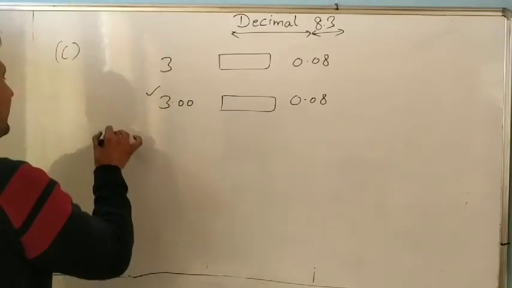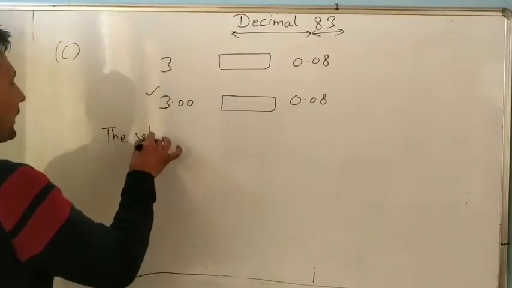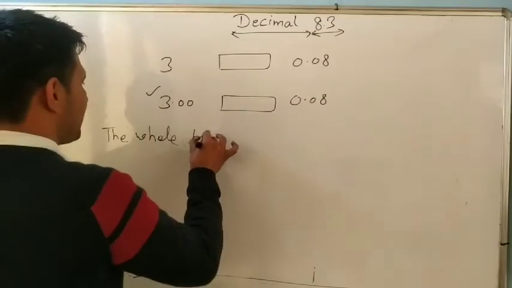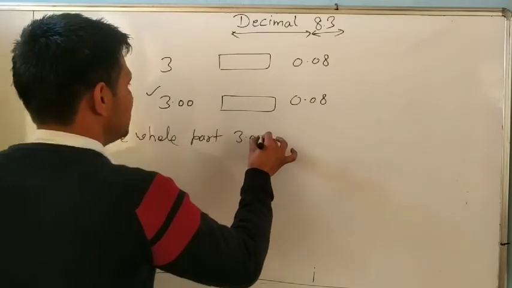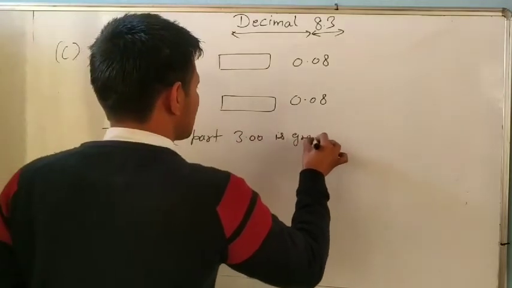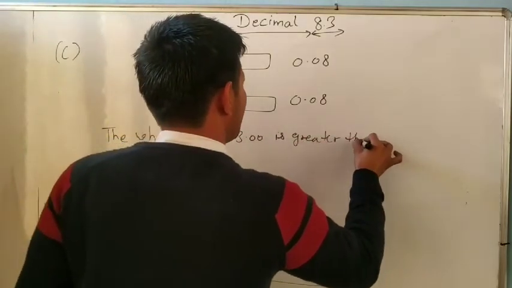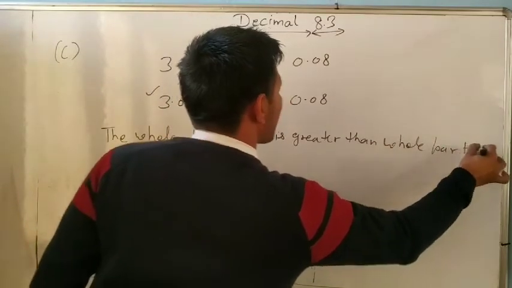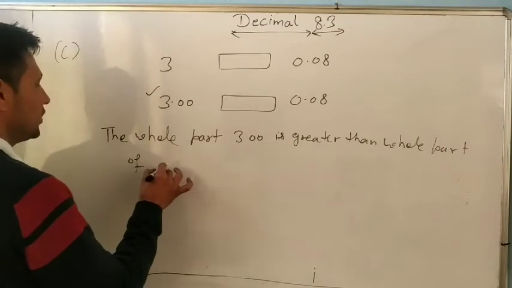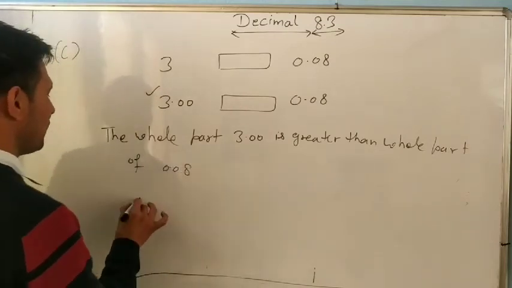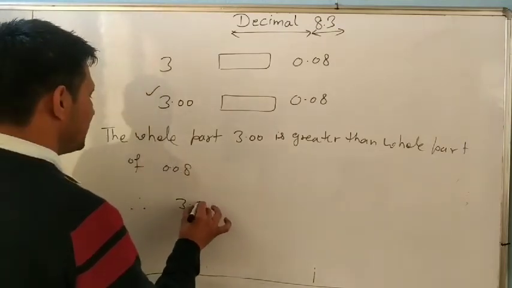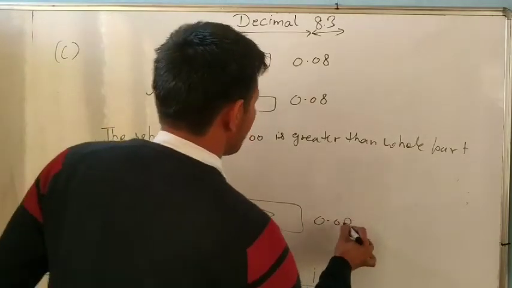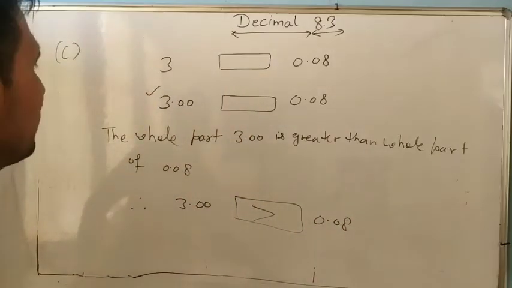So we look at the whole part, the part before the decimal. The whole part of 3.00 is greater than the whole part of 0.08. Therefore 3.00 is greater, because of the whole part. So like this you can solve.